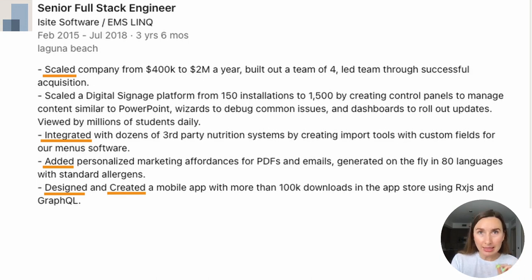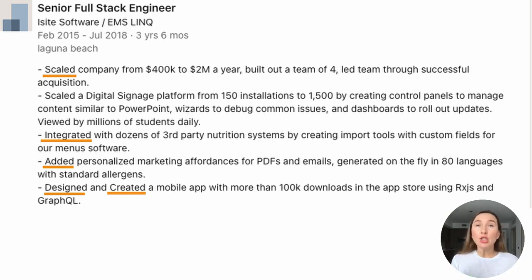Let's take a look at a great example of how you can describe your work experience on LinkedIn. Here is what makes this example great. Number 1, action verbs. All the tasks that you performed for this role are described with the help of verbs. They are action verbs and they are all in the past form. Scaled, integrated, added, designed, etc.